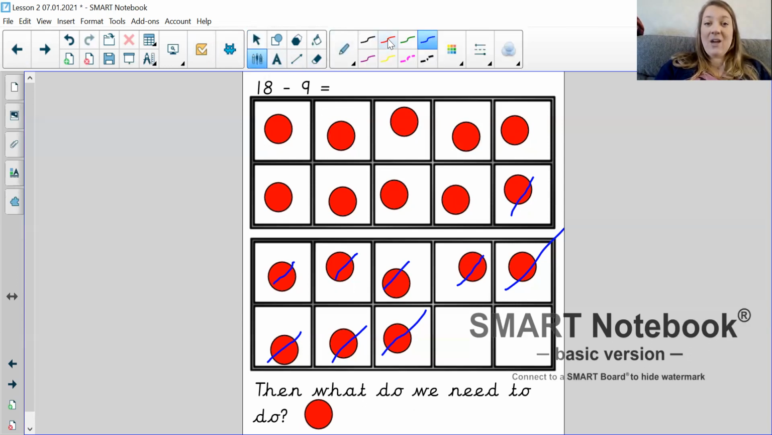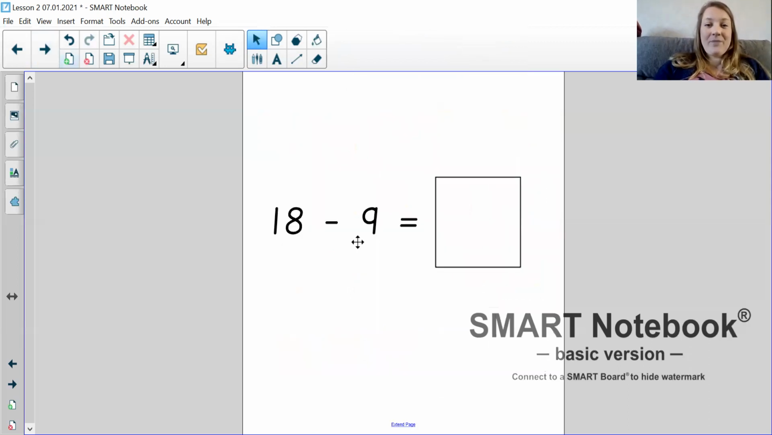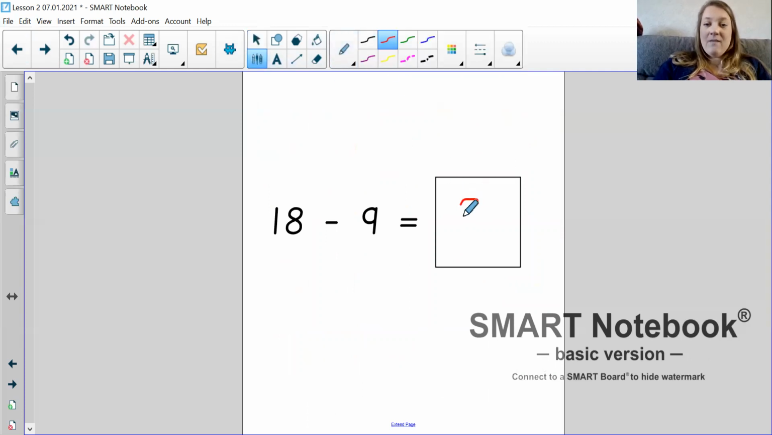18 take away 9 equals 9. 18 take away 9 equals 9. Oh, there we go. I didn't even need to write it on that other slide. There we go.